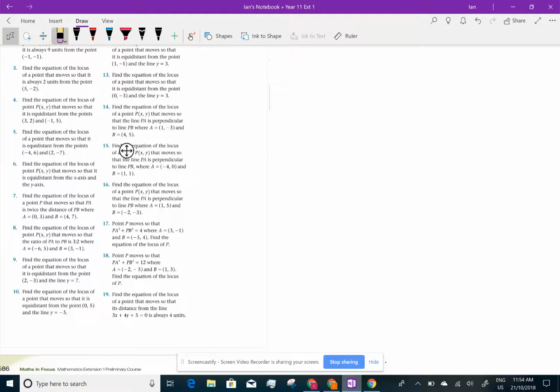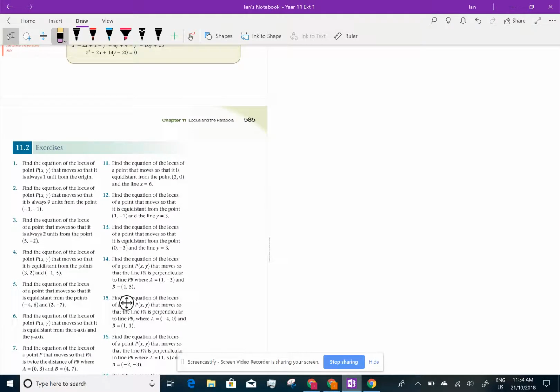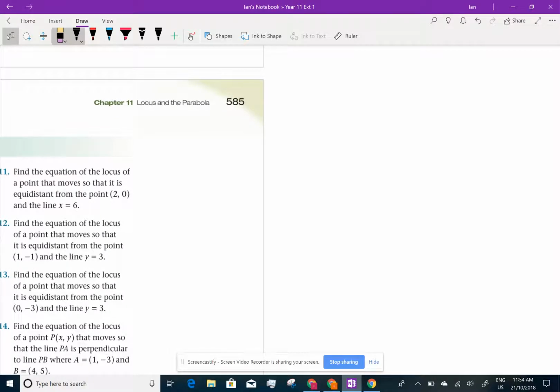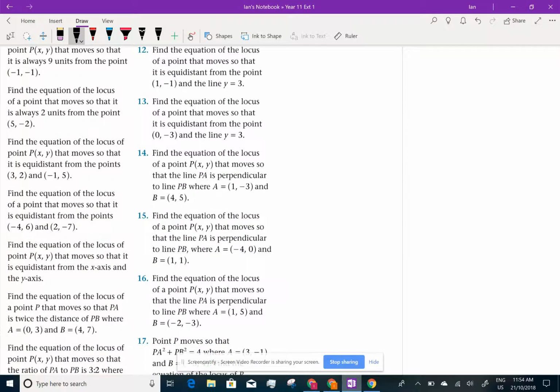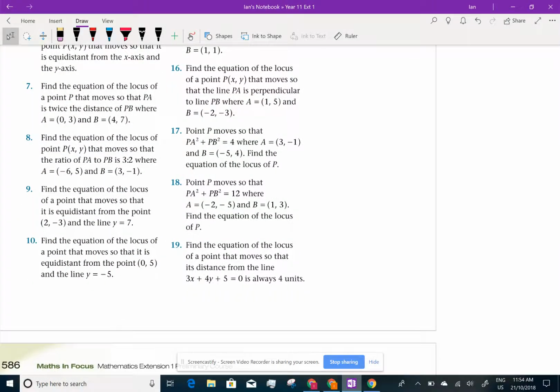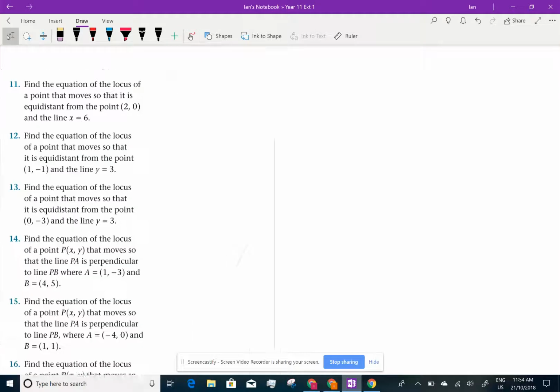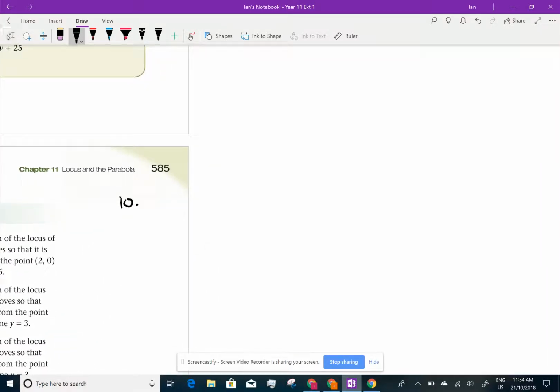We did the other ones in class, so remember you're only meant to do the even questions. So question 10. If we look at question 10, it says, find the equation of the locus of a point that moves so that it is equidistant from the point (0, 5) and the line y equals minus 5. Because I want to represent this on the Cartesian number plane and use algebra to express this, I'm going to let P(x, y) satisfy the conditions of the locus.